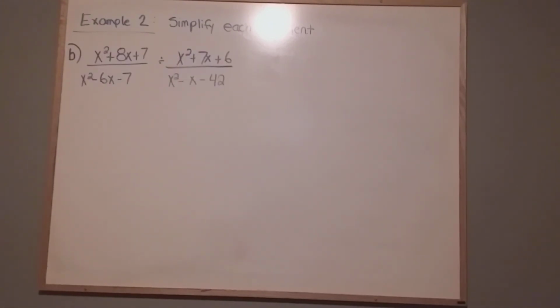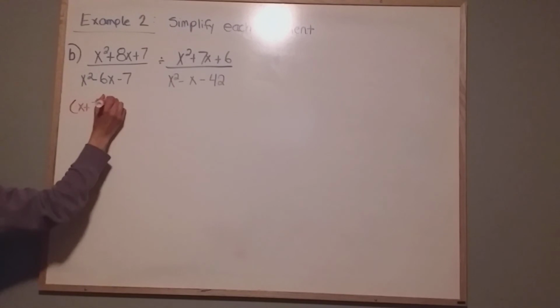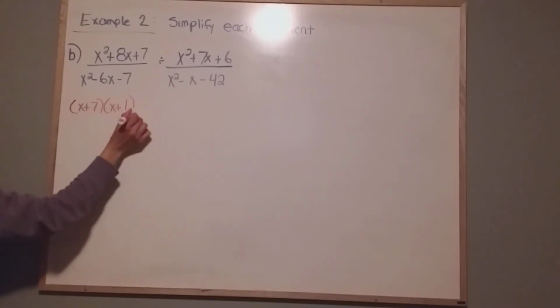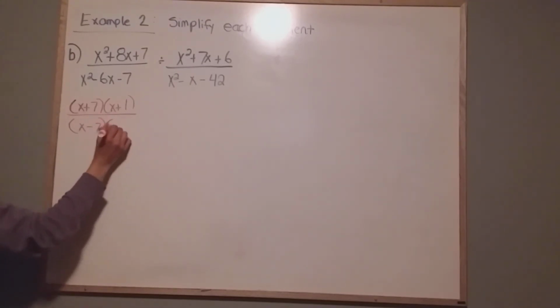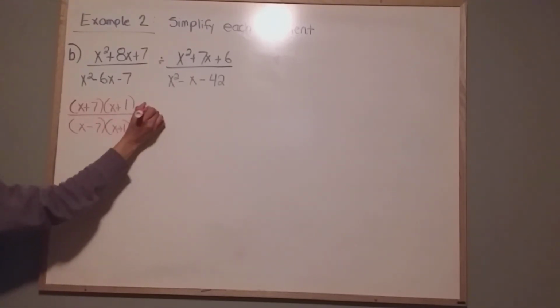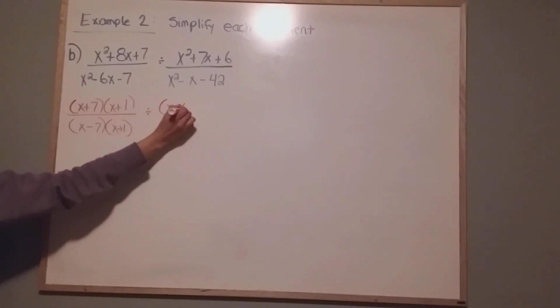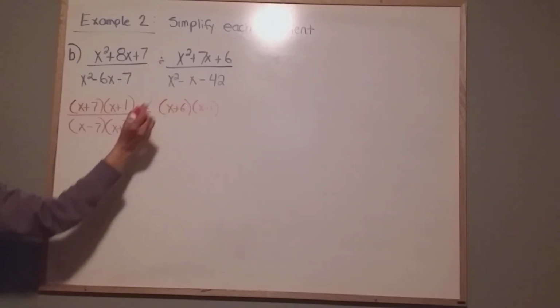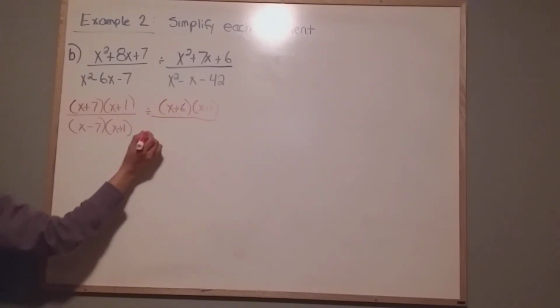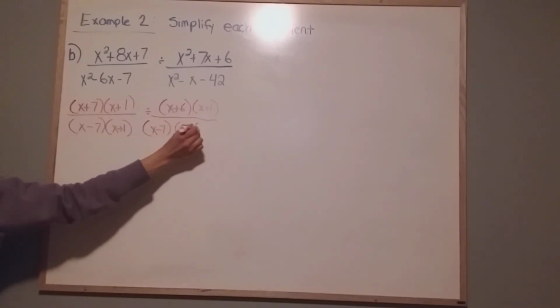So this is our last example. First step is to factor the top, which gives me (x + 7)(x + 1). Factor the bottom, which gives me (x − 7)(x + 1). This is division. Factor the top, (x + 6)(x + 1). Factor the bottom, 6 and 7, (x − 7)(x + 6).